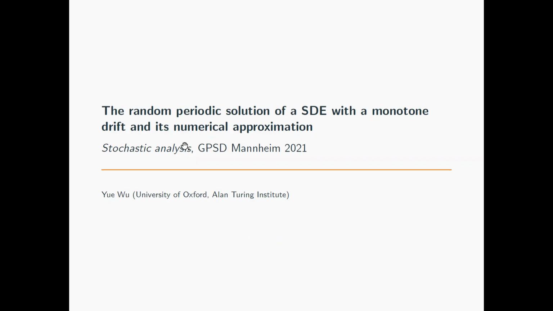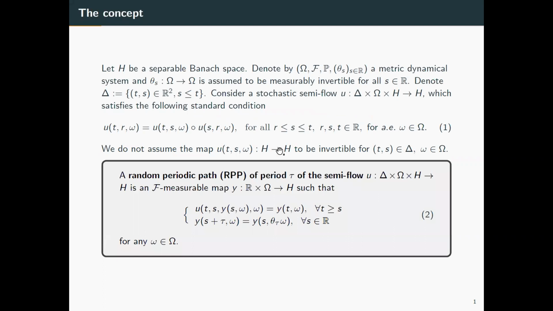Today, I would like to introduce the concept of random periodic solution and consider its numerical approximation via the backward Euler-Maruyama method. First, I would like to give you a brief idea of what it is. The random periodic solution. A random periodic solution is based on random dynamic system.